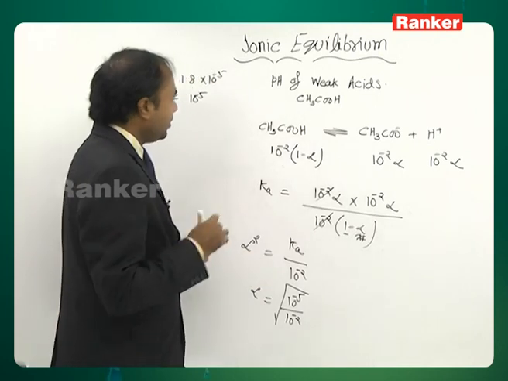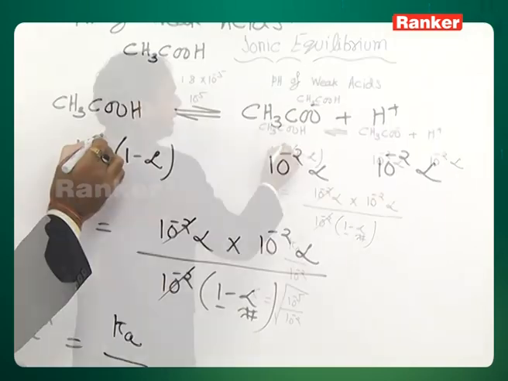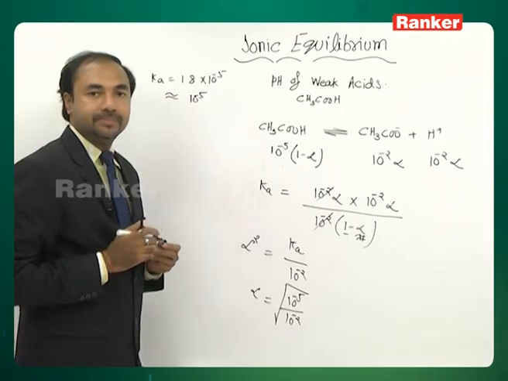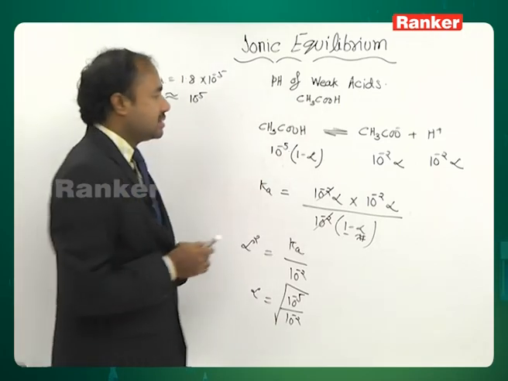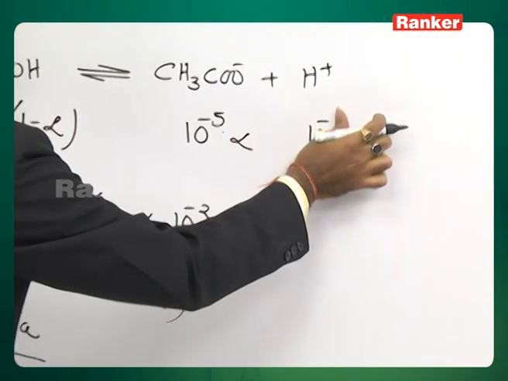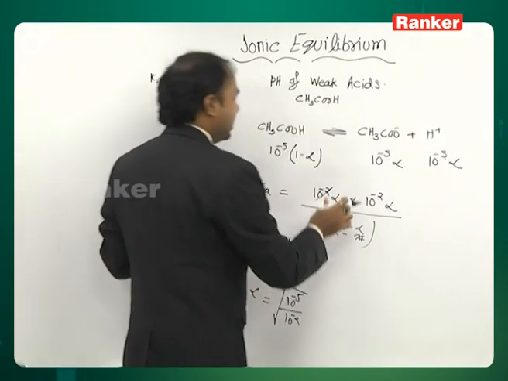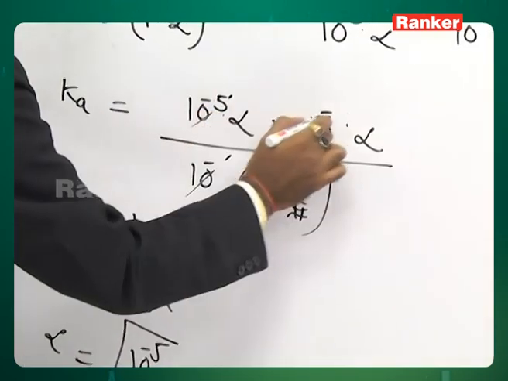But if you were given, suppose, a 10 to the power minus 5 molar acetic acid solution, in that case the things would have changed dramatically. This will become 10 to the power minus 5 alpha, this also becomes 10 to the power minus 5 alpha, and here this also will be 10 to the power minus 5 alpha.